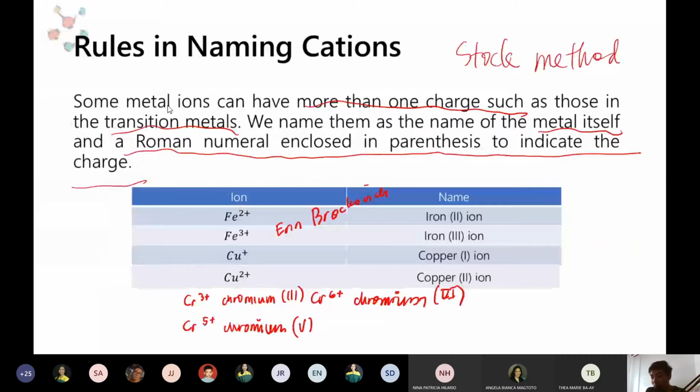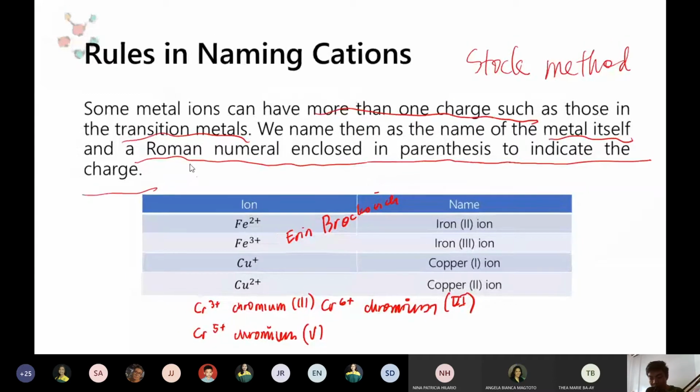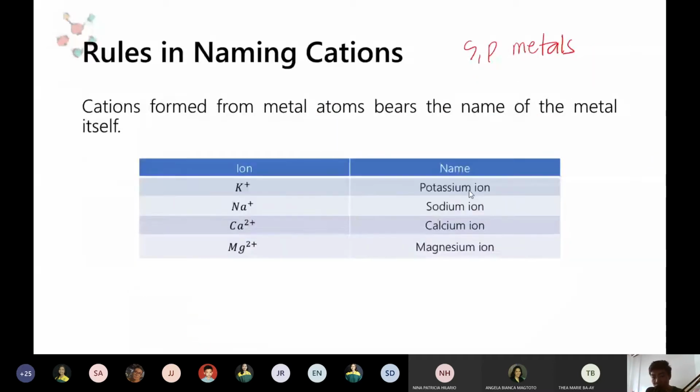Again, so what's with stock method? This applies to metals, especially the transition metals, which have more than one charge. How do we name that? You just copy the name of the metal plus the Roman numeral indicating the charge. Compare that to the previous rule. Kasi yung previous rule natin, we do not need to include potassium 1, calcium 2. Bakit hindi na, sir? Kasi usually, the metals in the S and the P orbitals have only one common charge. Yung common charge nila, isa lang. So, there's no need to indicate potassium 1, calcium 2. Kasi pag S and P metals yan, fix na yung kanilang charge, depending on the group number.